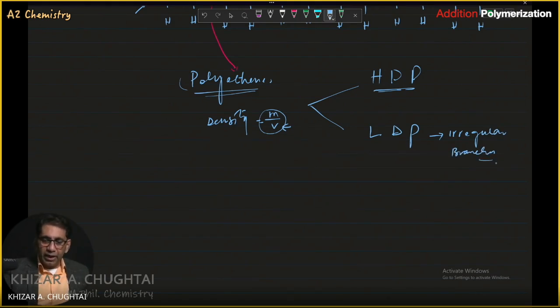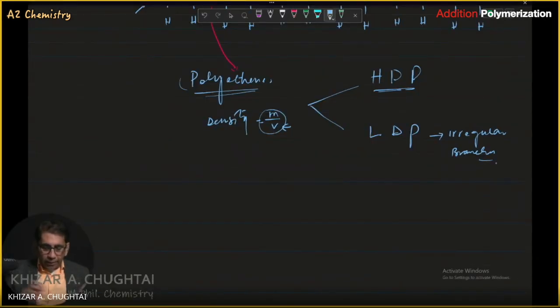So irregular branches. I think you cannot see me. Can you see me? Yes, I can see you. Okay. Irregular branches, basically, and here are regular branches.